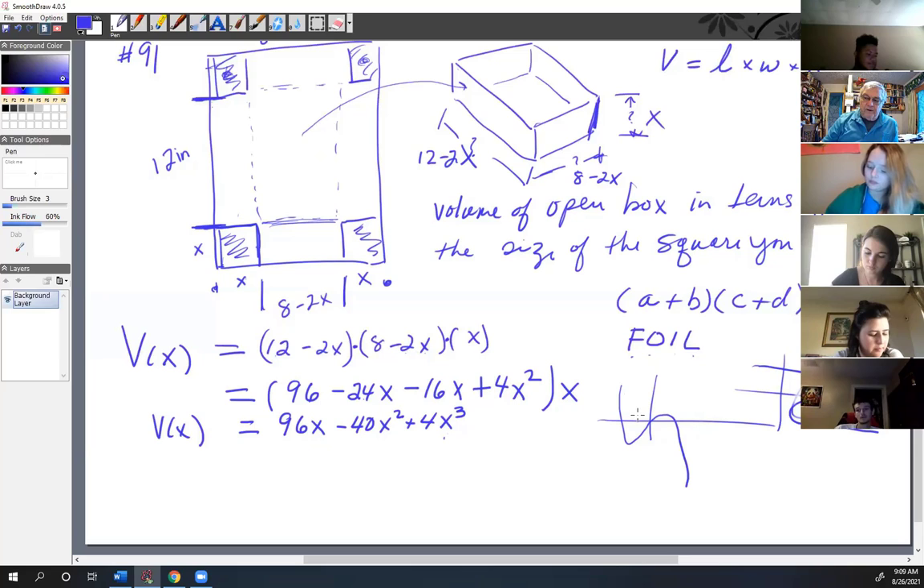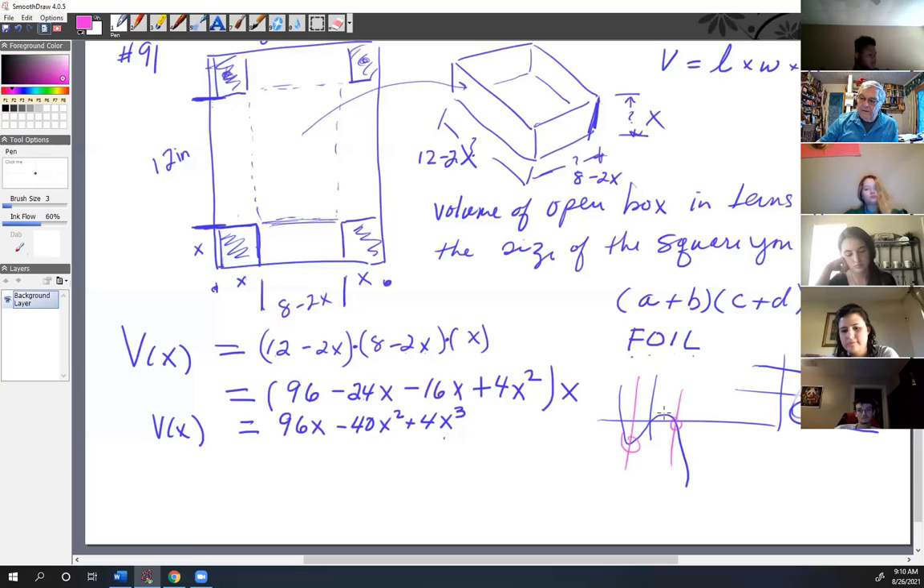This one would be a function. Try the vertical line test. If I draw any vertical line, I can cut that function at most once. Try the vertical line over here. Oops, wait a minute. 1, 2, 3 cuts. So if it plots like that, it's not a function. It is an equation. Plots like this, it's a function.